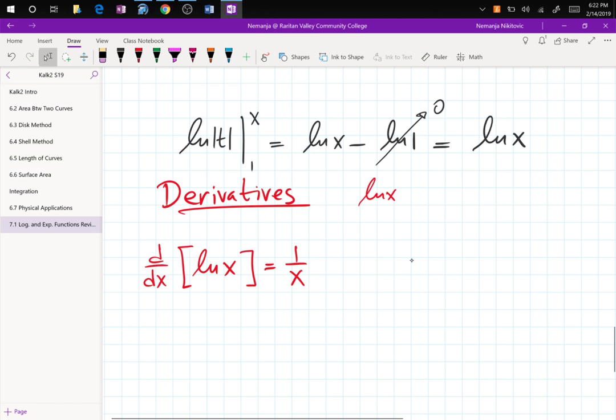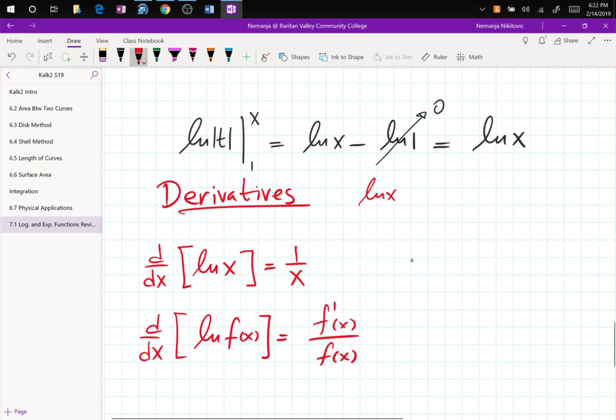But we would like to have a better formula than this, because generally that's some kind of function, not x. So how about the derivative of ln of some function f of x? Excellent. So f prime over f itself.